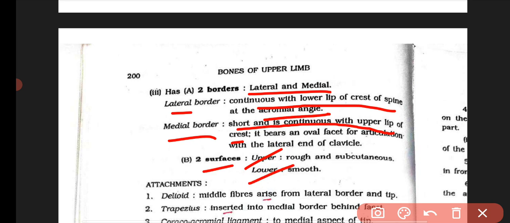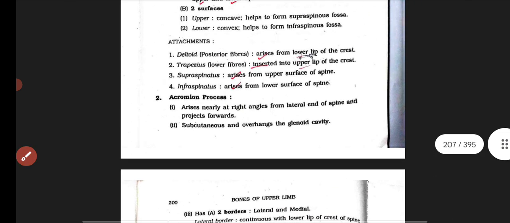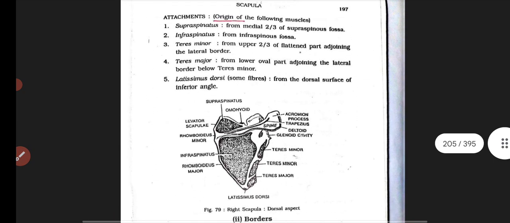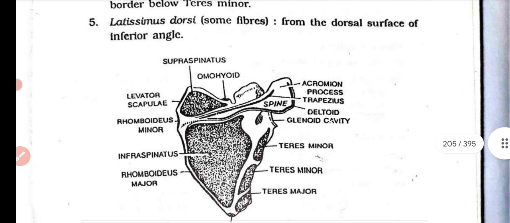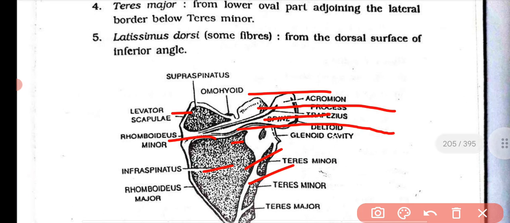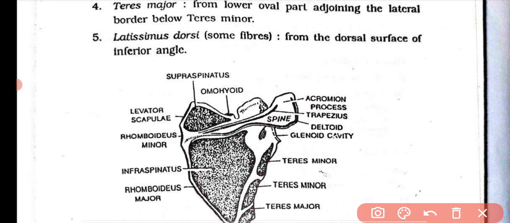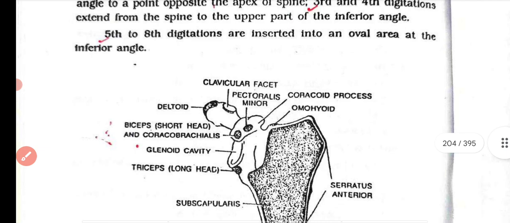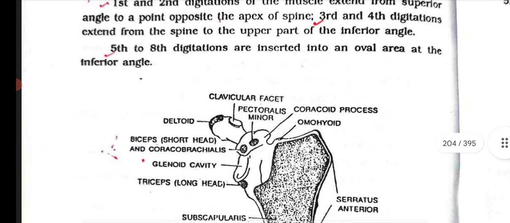Okay, which one is the acromial process? Yeah, this one is the acromial process. See, this one is the acromial process, and this one is the coracoid process.